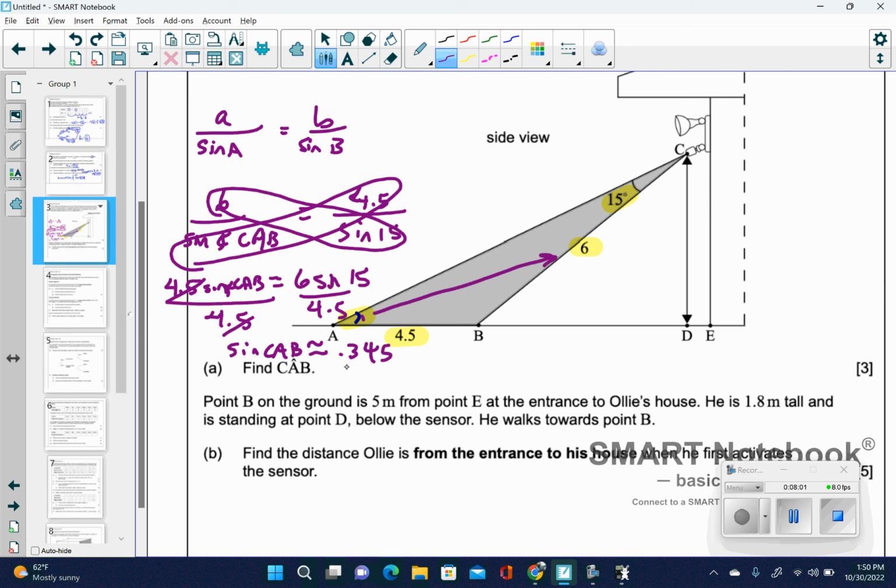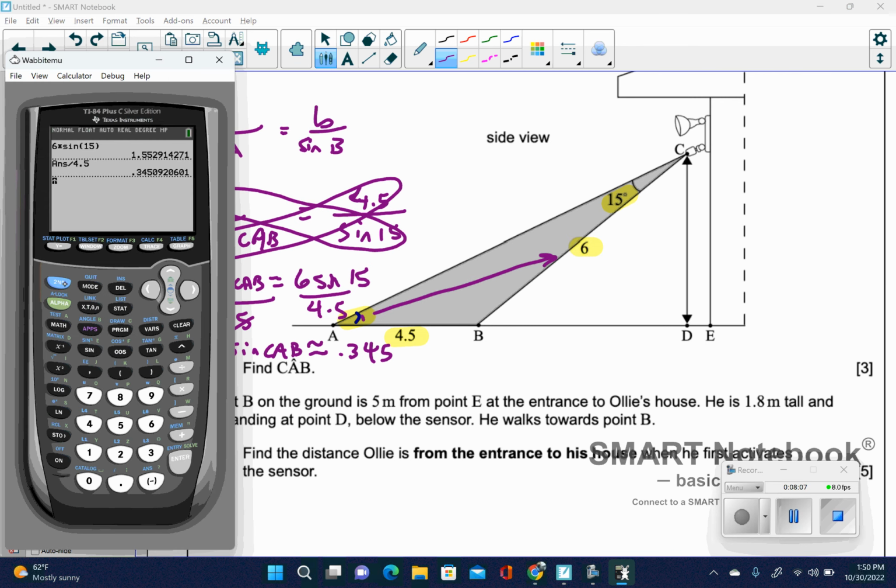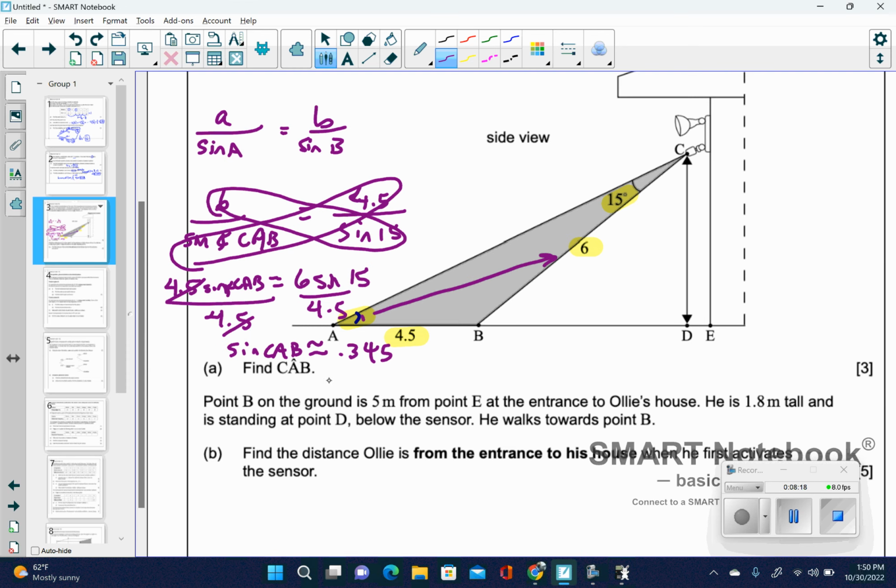But we don't want what the sine of that is, we want what the angle is. So to do that, you have to hit second sine, and then go up, grab that answer, hit enter, and it gives you that it's about 20.2 degrees. Right, so CAB is about 20.2 degrees. Okay, about. All right, so we just found out that this right here is about 20.2.